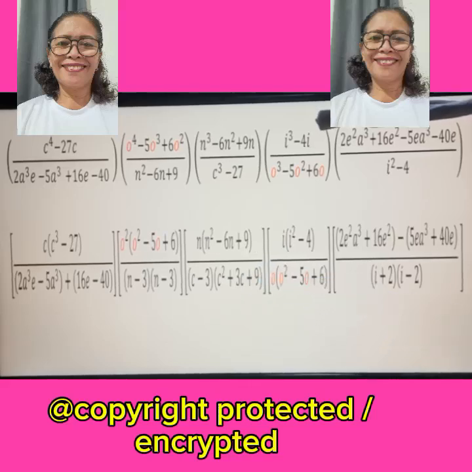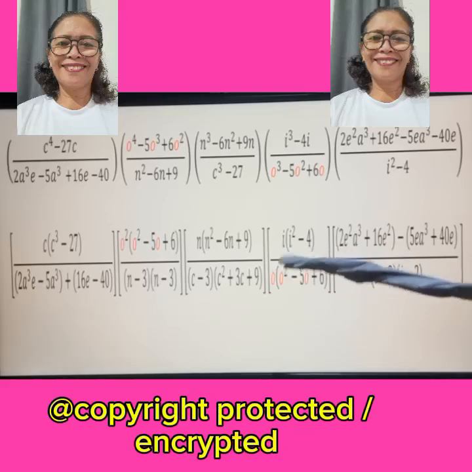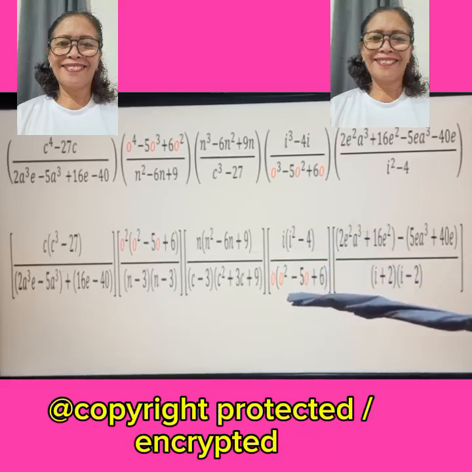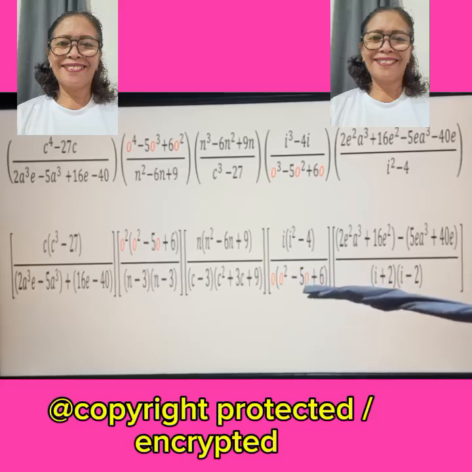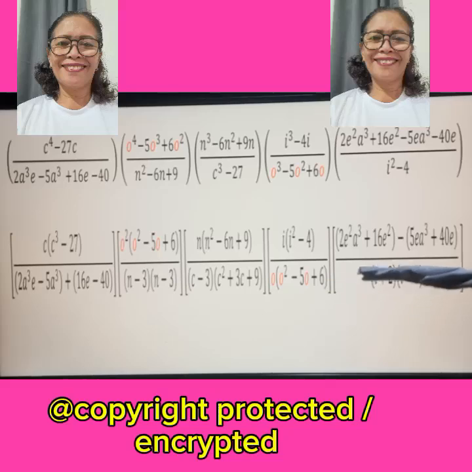Next letter is letter I. We have I cubed minus 4i. The common is I. The factors are I times I squared minus 4. And the common in the denominator is O, multiplied by O squared minus 5O plus 6.